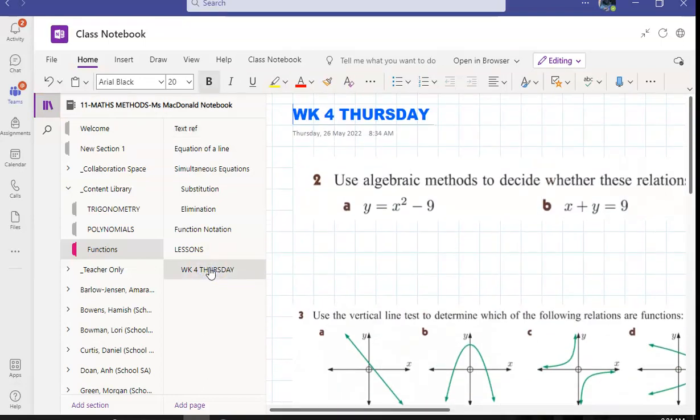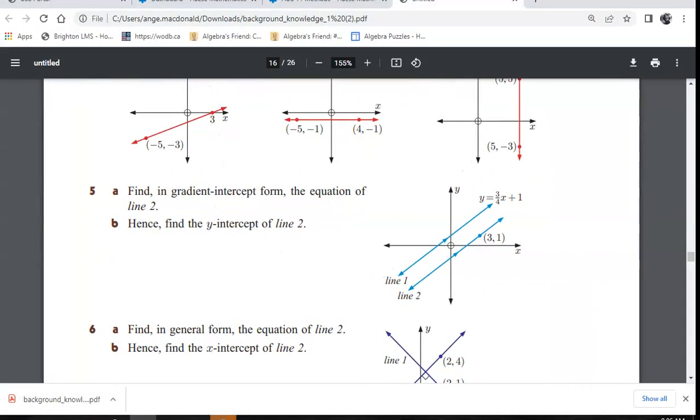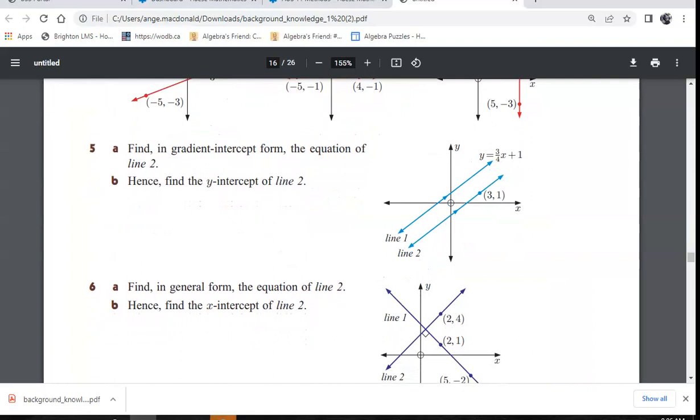Which one? Question 5 from the B. So we've got part A or part B, all of it? I think I've got part A. Find in gradient y-intercept form the equation of line 2. So what 2 things do we need to find the equation of a line? Slope and a point. So we have the point, huzzah. But if you're just looking here, we don't have the slope, but then you're looking, what information do I have?